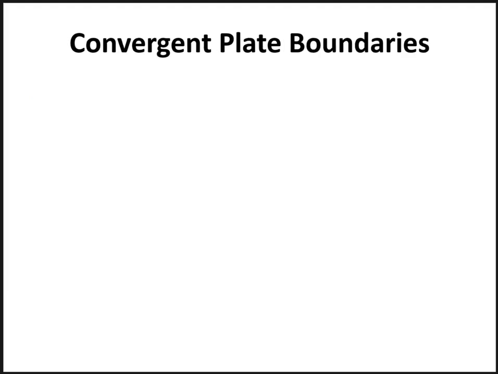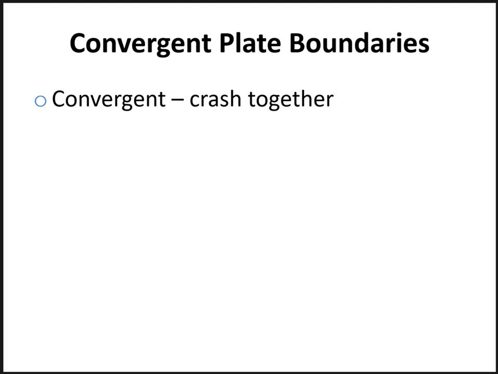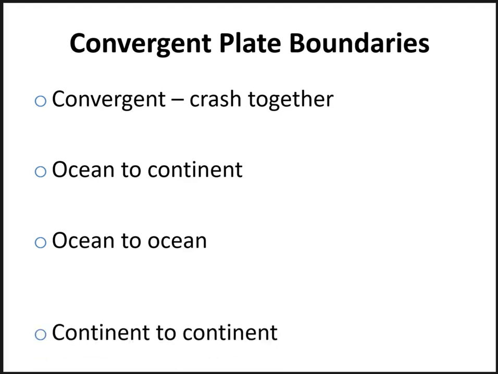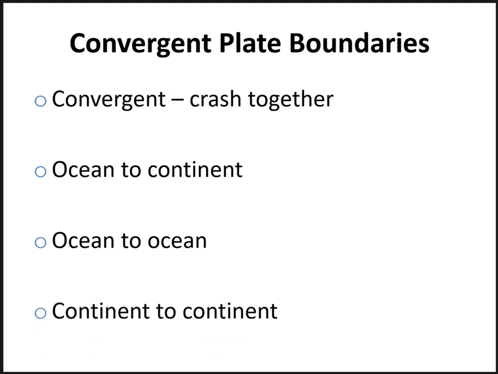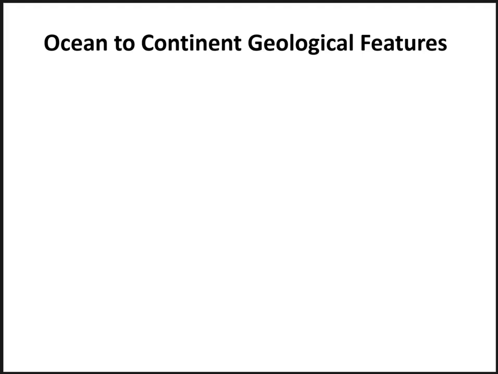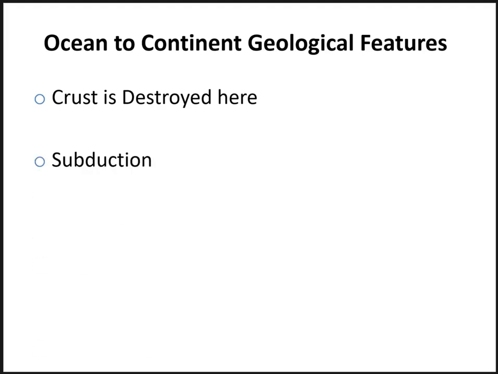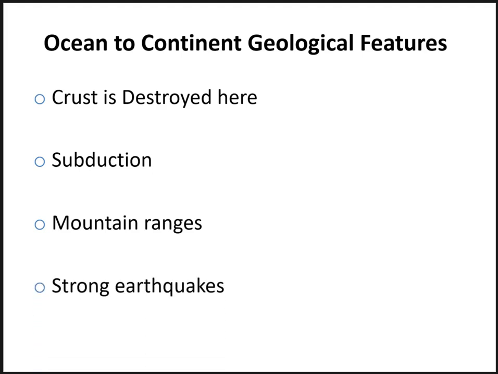When we talk about convergent plate boundaries, we're dealing with three different types: ocean to continent, ocean to ocean, and continent to continent. So let's take a look at some of these geological features, and let's first begin with ocean to continent. With ocean to continent convergence, the crust is destroyed here through a process called subduction, and we'll get into subduction in more detail in a moment. You also have mountain ranges at these locations, and then some of them are going to be volcanic. You also tend to get very strong earthquakes, and you tend to get offshore trenches as well.